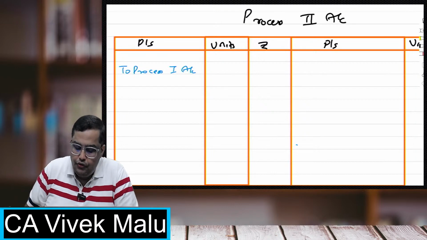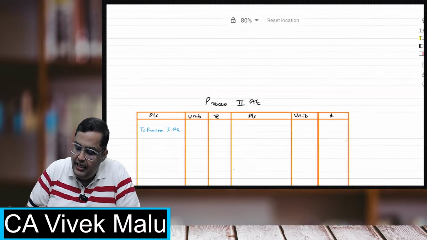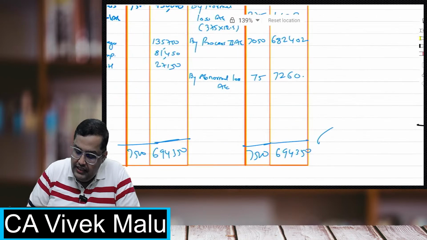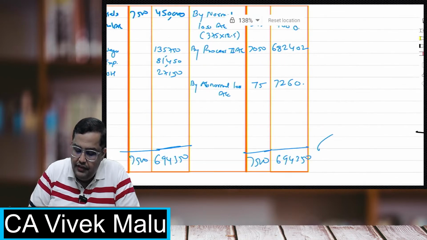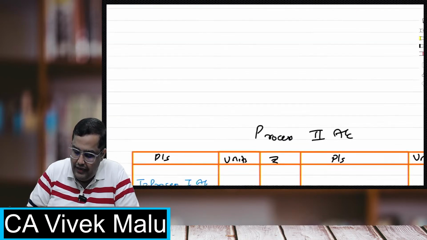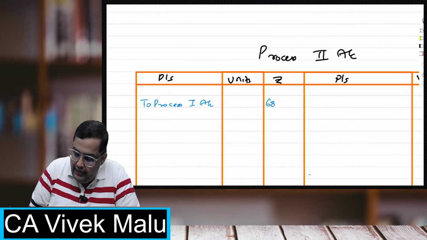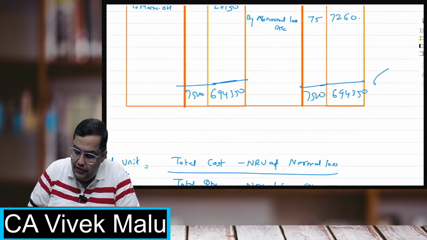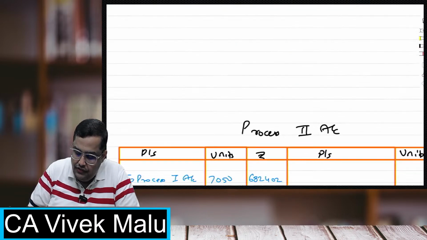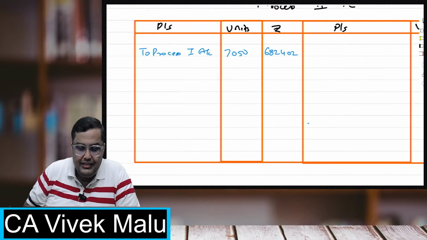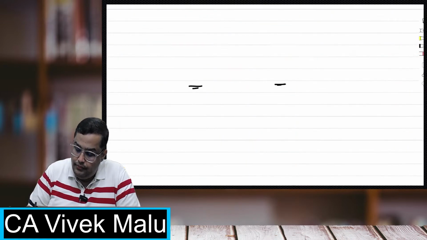So to process 1 account, how much quantity and how much amount? We have seen that 7050 quantity was received and 682402 is the valuation. So 682402 and 7050 quantity was received. So I have started my process 2 now.